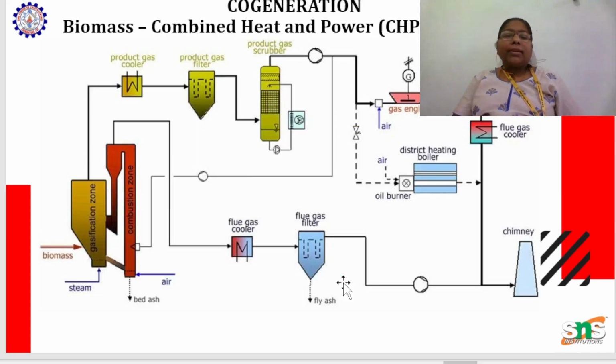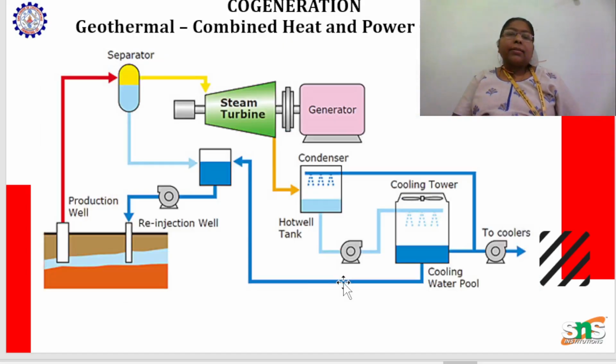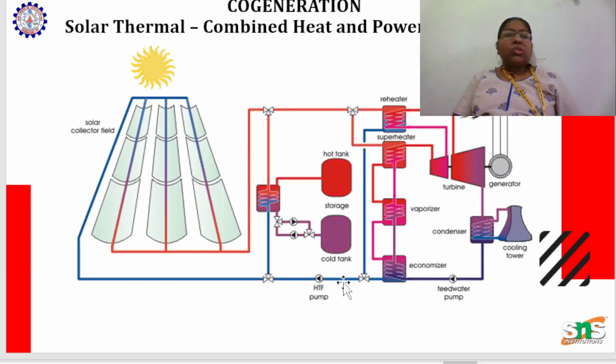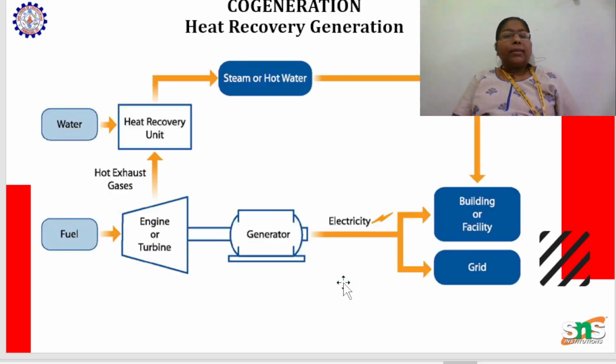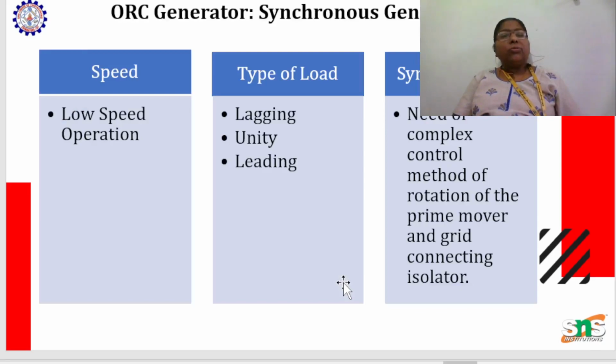You would have heard about CHP systems, cogeneration power plants with the help of biomass, geothermal, solar, and heat recovery systems. All these use the organic Rankine cycle. You may wonder whether the generator that is fitted with the ORC turbines is a synchronous generator or an asynchronous generator. We'll just have a discussion whether it is synchronous or asynchronous.